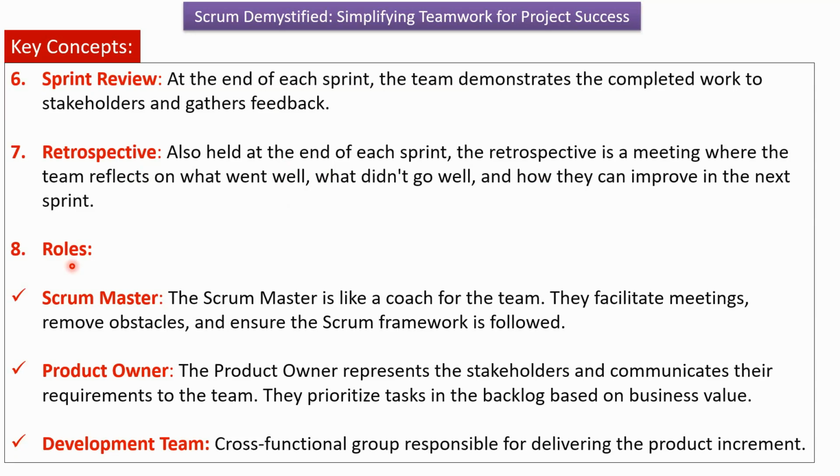Eighth point is roles. The first one is Scrum Master. Scrum Master is like a coach for the team. They facilitate meetings, remove obstacles, and ensure the Scrum framework is followed. The second one is Product Owner. The product owner represents the stakeholders and communicates their requirements to the team. And the product owner prioritizes the tasks in the backlog based on business value. The third one is the development team. It is a cross-functional group which is responsible for delivering the product increment.